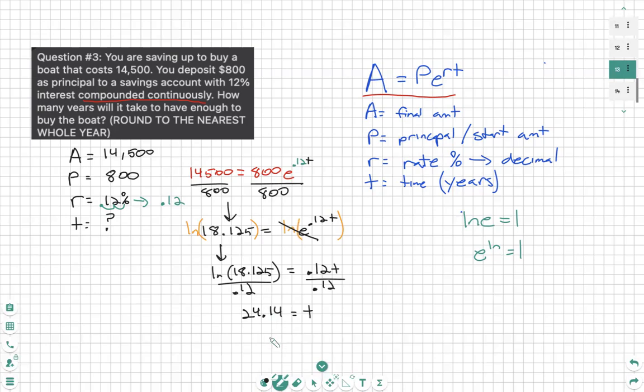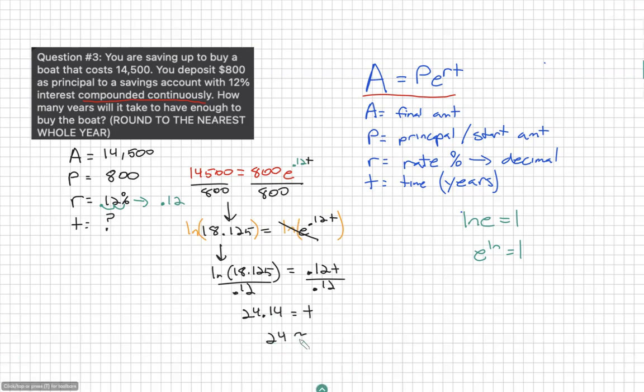And they want us to round to the nearest whole number. So 24 years approximately is how long we're going to need to wait in order to save up, starting from 800, save up with continuous interest at 12% to get our boat cost of 14,500.